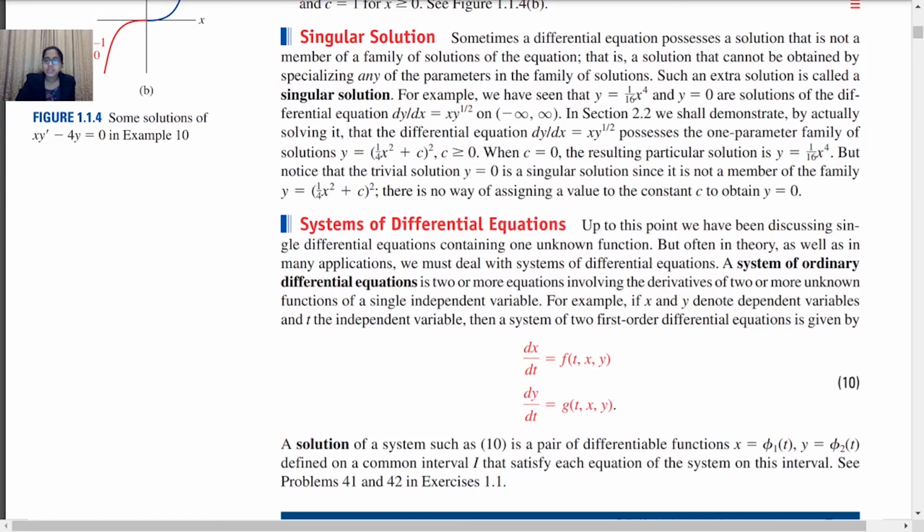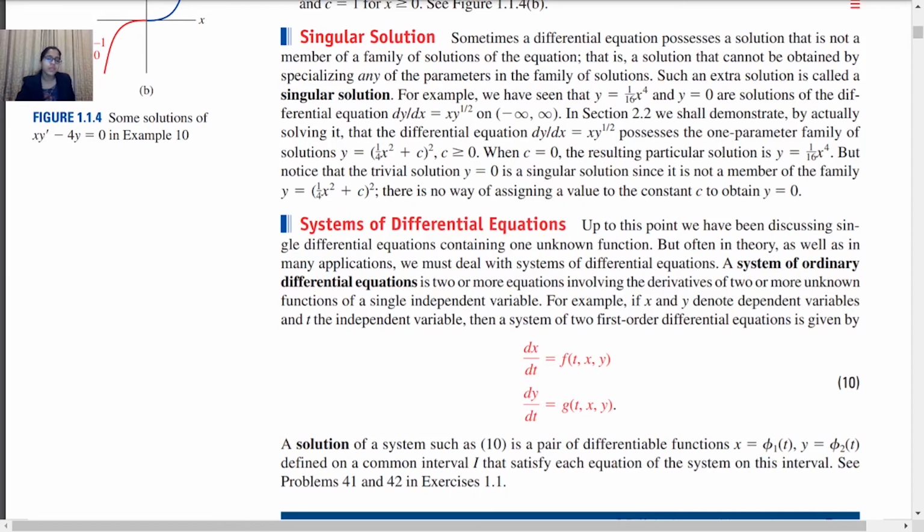So if you consider dx by dt equal to f of t, x and y, and dy by dt is a function of t, x and y again. So x and y are the dependent variables and t is the independent variable. So there is just a single independent variable and more than one dependent variable, and we are having two equations. Sometimes the solution of such a system will be a pair of differentiable functions. That is, if we solve this, we'll get the value of x as well as y, right? x will be a function of t, y will be another function of t.